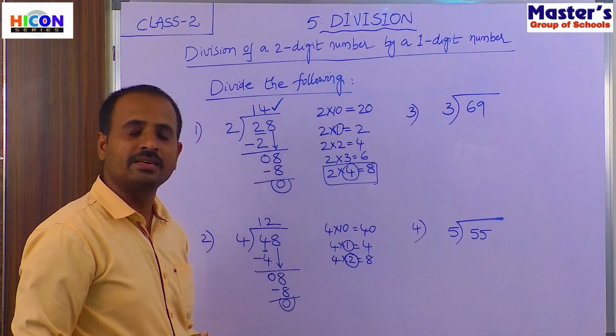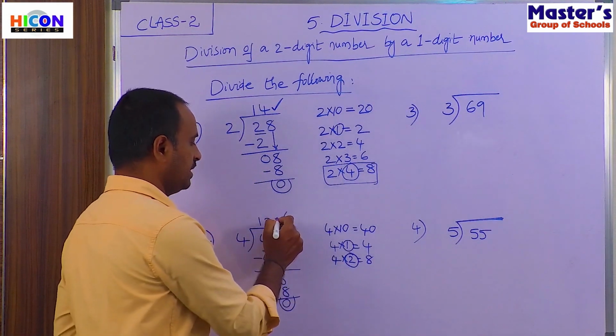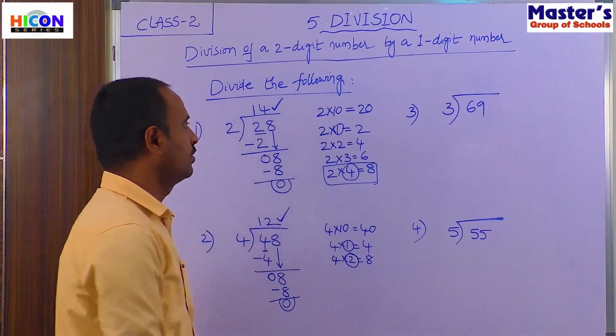So what is the answer here? The answer is the quotient. What is the quotient? 12. So the answer is 12. And go to the third problem.